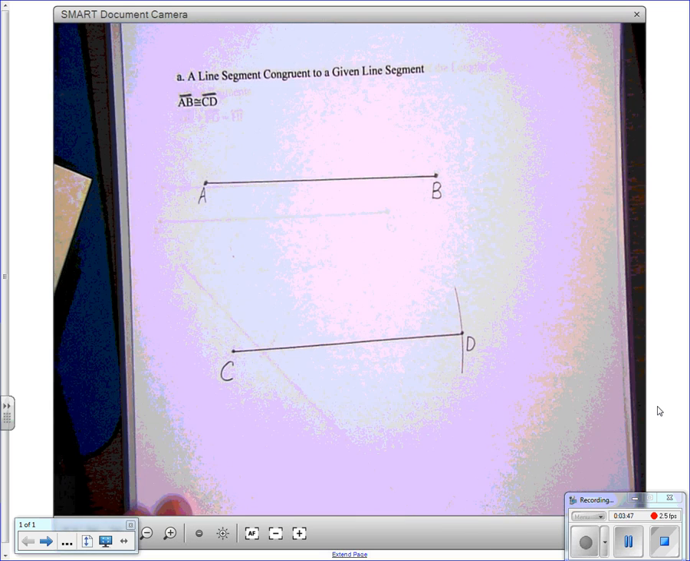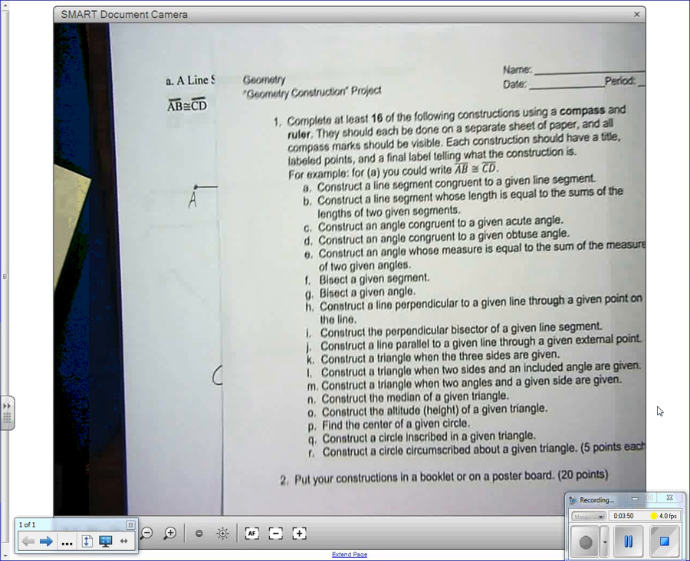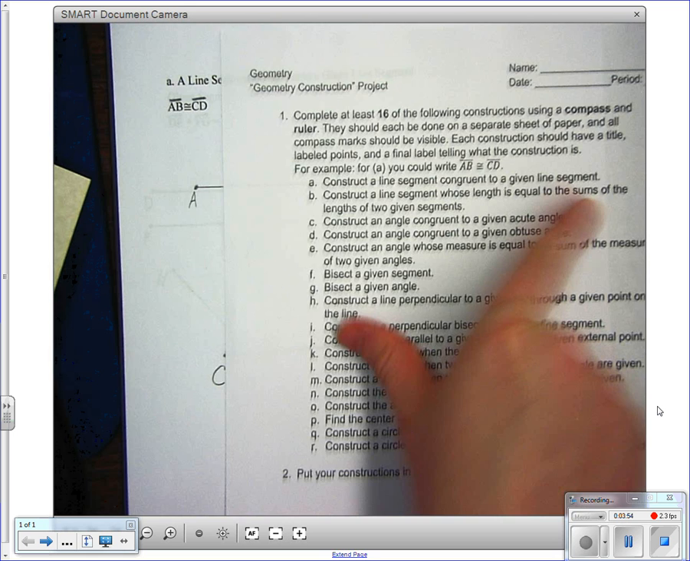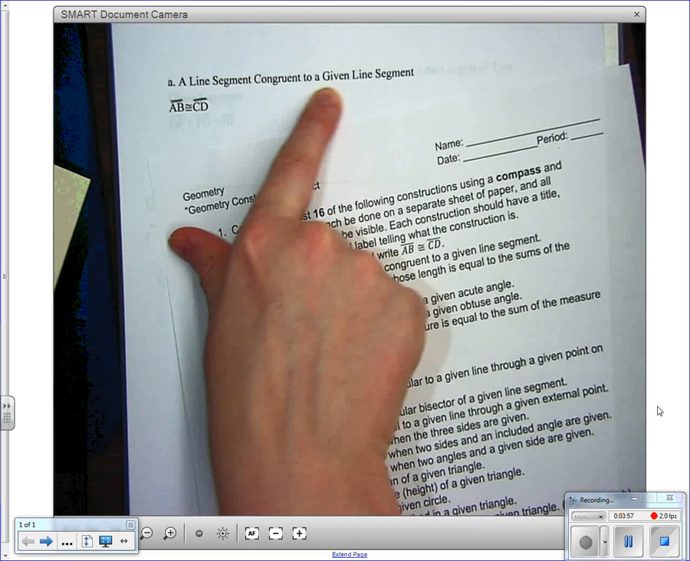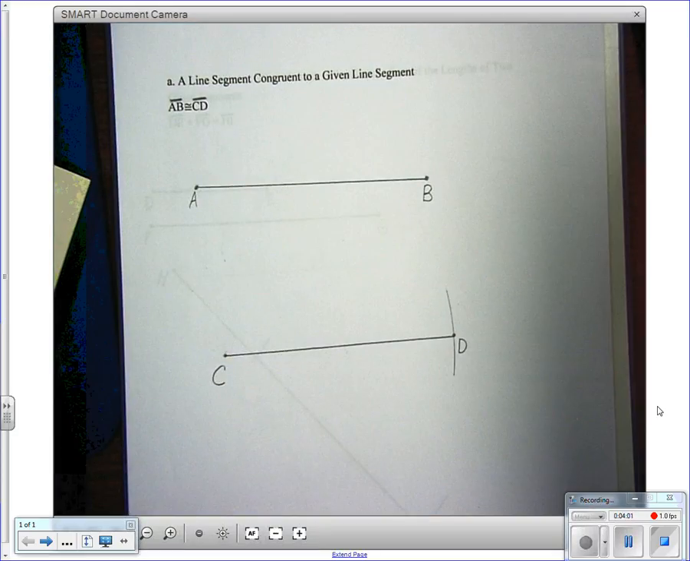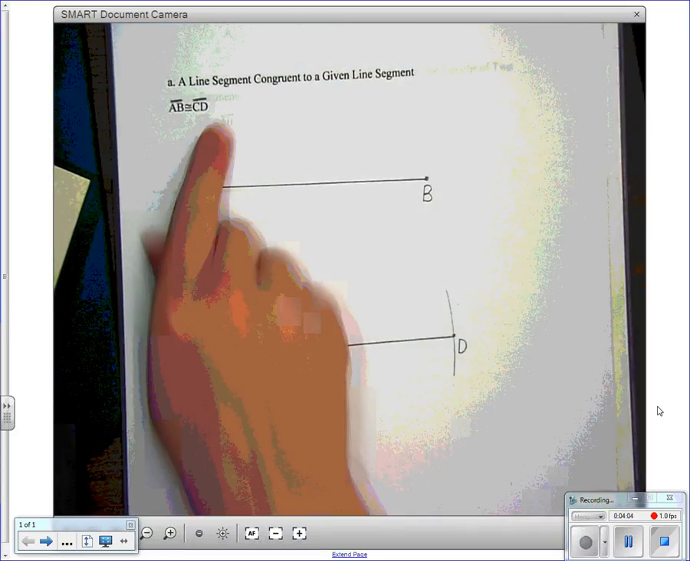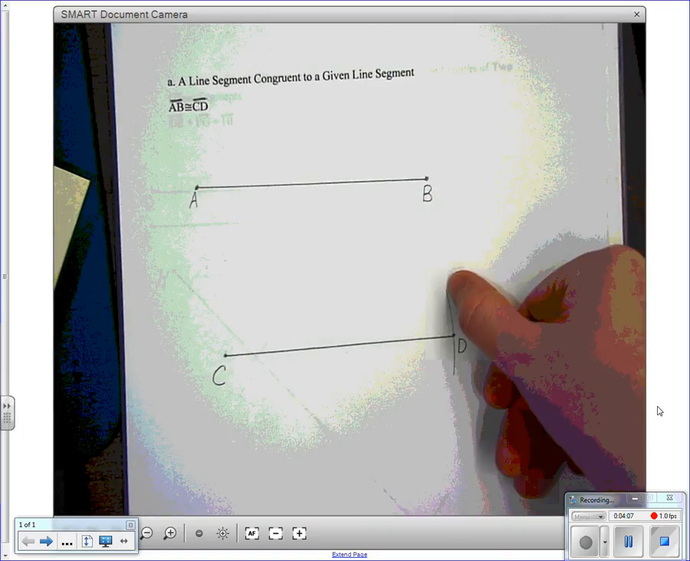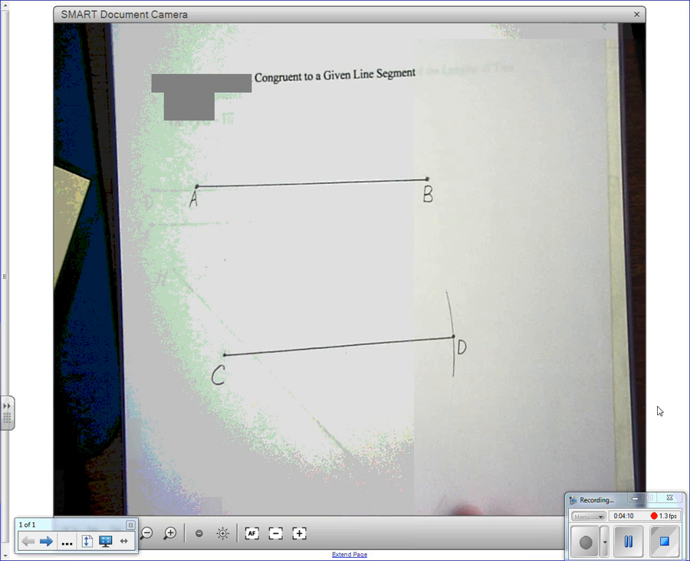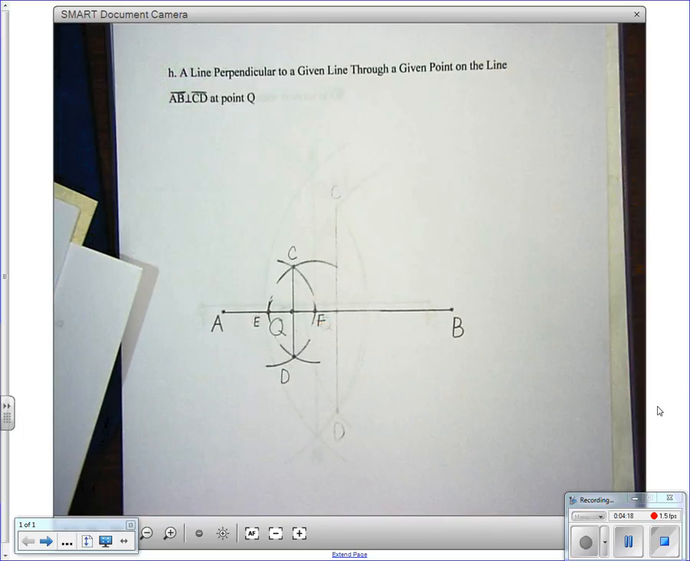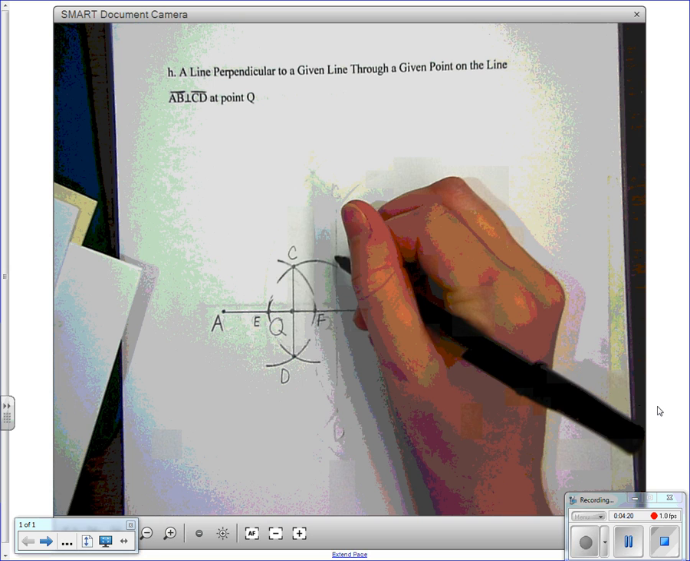The way that he got his title, and the way you can get your title, is that you are to construct a line segment congruent to a given line segment. So he titled it, a line segment congruent to a given line segment. And then he said segment AB is congruent to segment CD. He has a segment AB, and this right here is our compass mark. I'm going to flip over to one later. All of these here are compass marks. They were not made using a pencil and just drawn in.